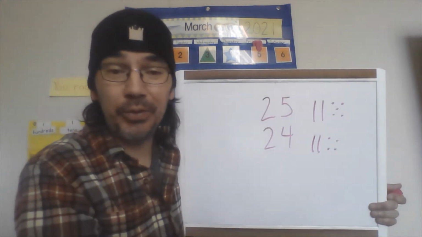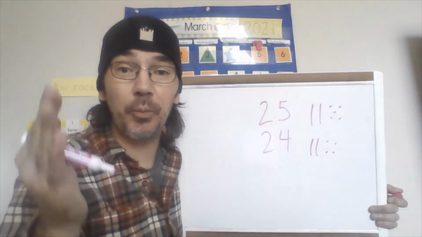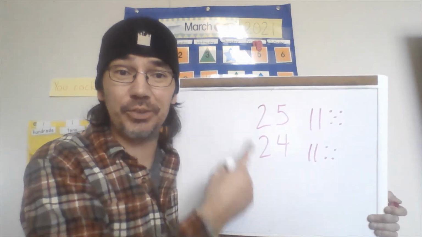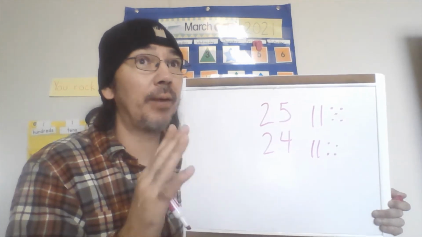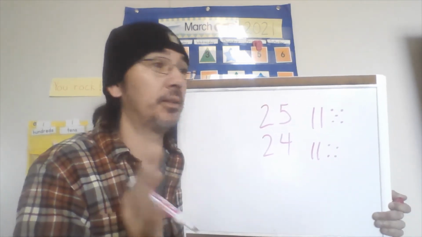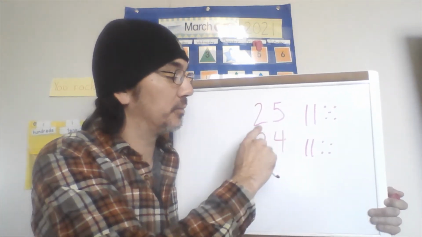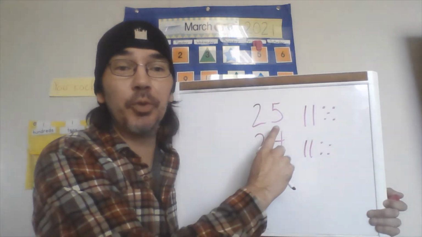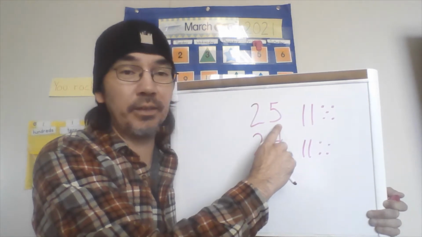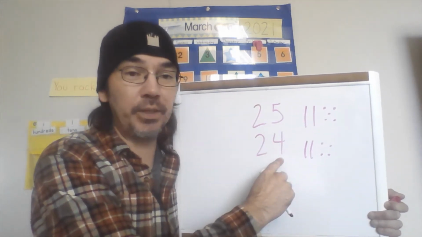Uh-oh. They both have 2 tens, and I was saying you start with the tens, but this time the tens are the same. What do we do? I'm not sure. Calm down is what we do. We start here. The tens, if they're the same, you move to the ones. How many ones are here? 5. How many ones are here? 4.